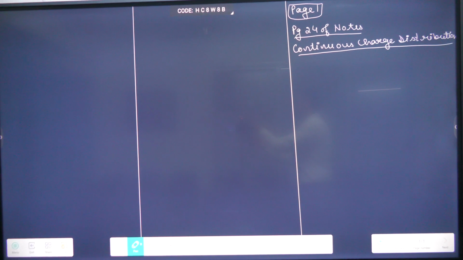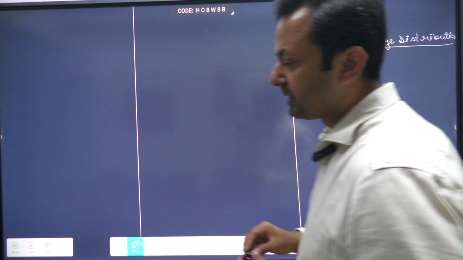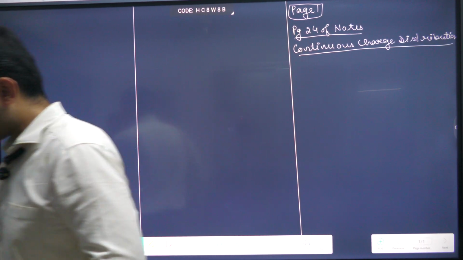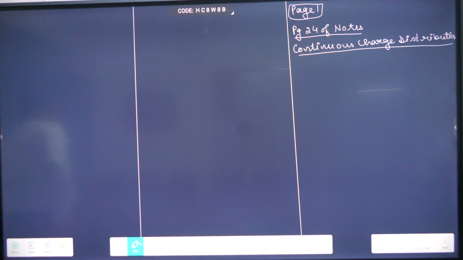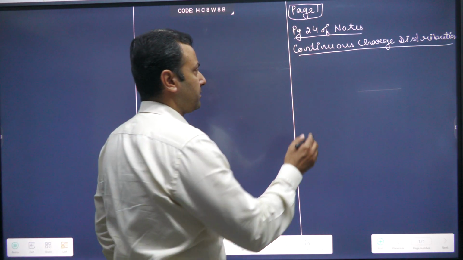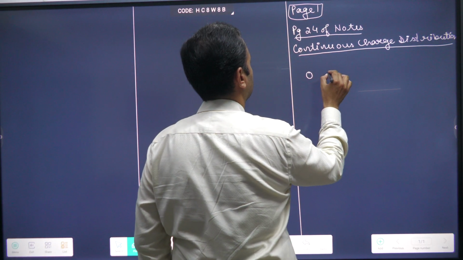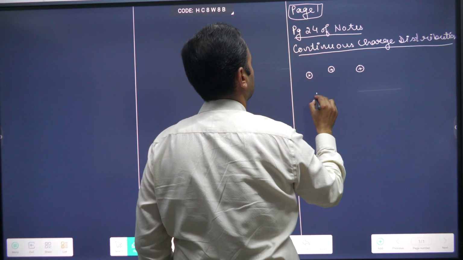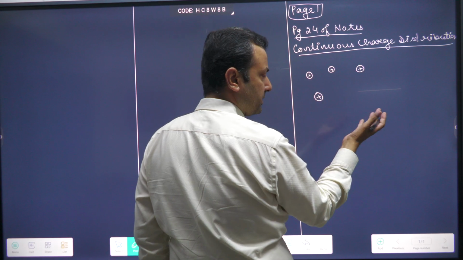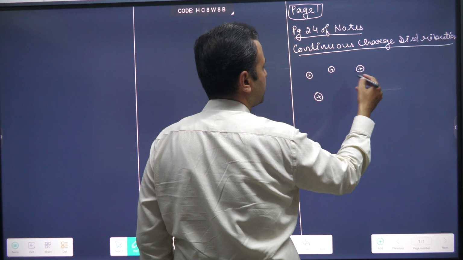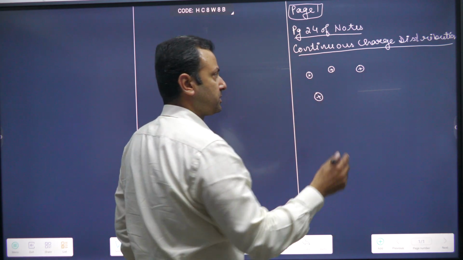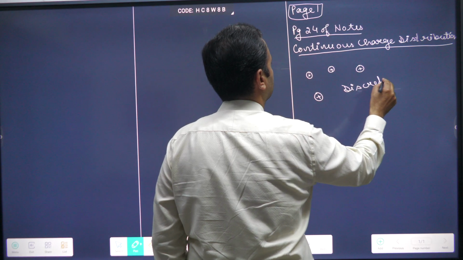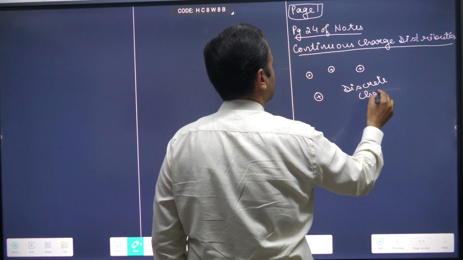Inside that box, in that case also we say that the charges are continuous. Continuous charge distribution means that earlier we have seen one positive charge, two, three, four positive charges. These individual or different charges are called discrete charges.